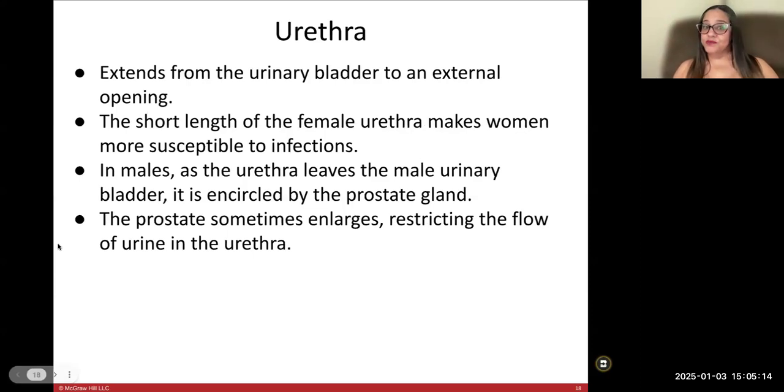The urethra is the tube that extends from the urinary bladder to an external opening. The short length of the female urethra makes women more susceptible to infections. In males, as the urethra leaves the urinary bladder, it is encircled by the prostate gland. The prostate sometimes enlarges, which would restrict the flow of urine in the urethra.